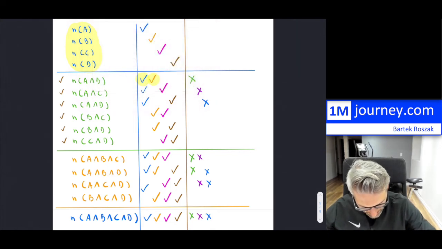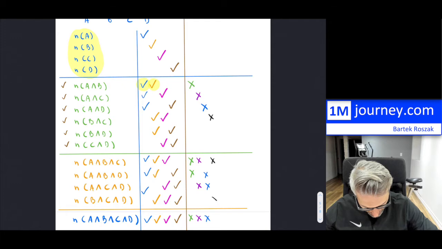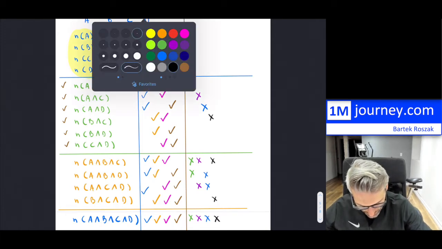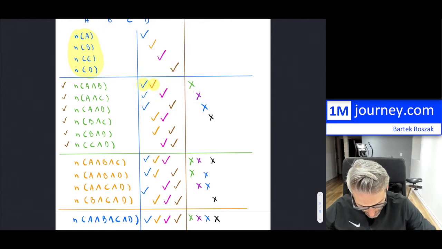Now let's subtract B and C. So that's going to subtract this for me, B and C here. Then B and C right here, like that. All right, let's continue. Now let's subtract B and D. That's B and D, B and D, B and D.